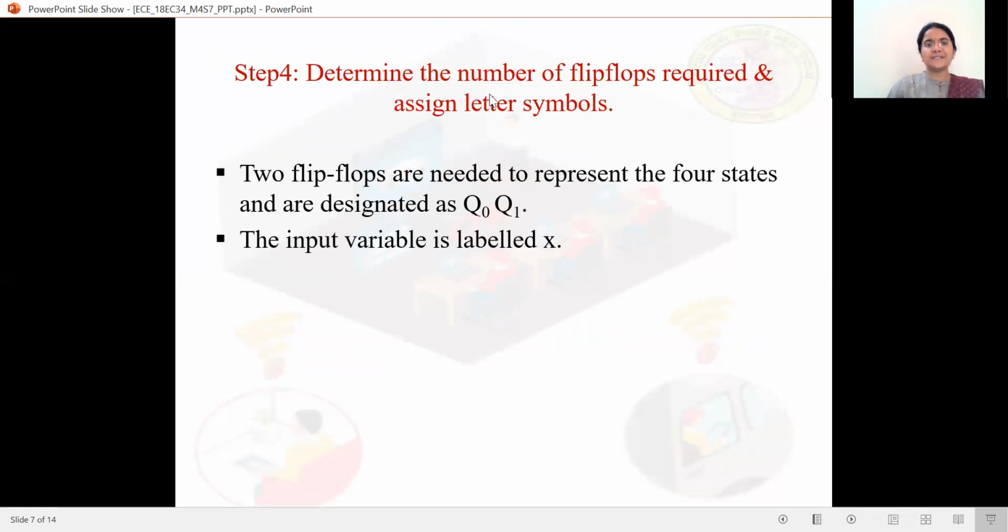Fourth step is to determine the number of flip-flops required and assign letter symbols. We require 2 flip-flops, and we are using 2 flip-flops to represent 4 states, and those are designated as Q0 and Q1. We are assigning the letter symbols for those, and the input variable is labeled as X.